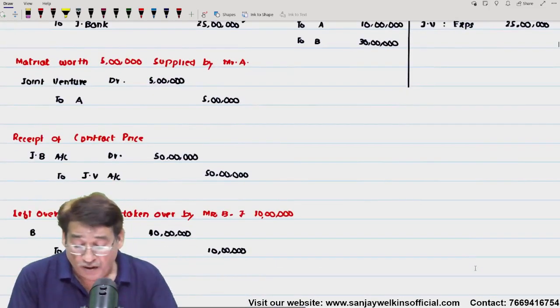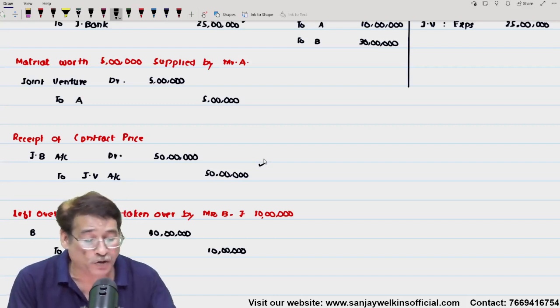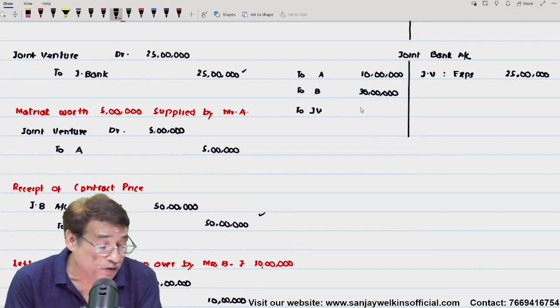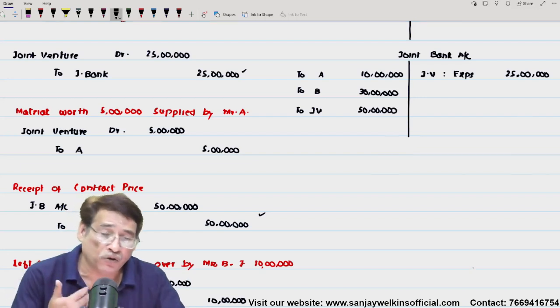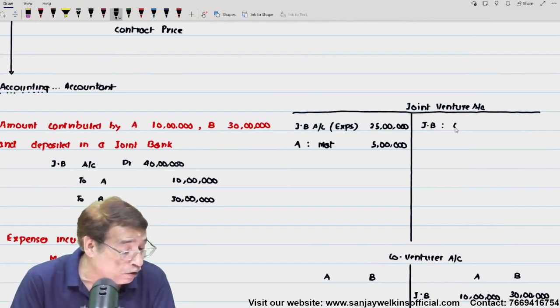Now, point number D. Now the contract is completed and we are going to receive the contract price. The entry will be joint bank account debit. So joint bank account is getting debited due to joint venture. I will write here to joint venture. So 50 lakh rupees we have received. I will write here 50 lakhs. And towards the credit side of joint venture account, I am going to write here by joint bank. You can write in bracket contract price. Total amount is 50 lakhs.